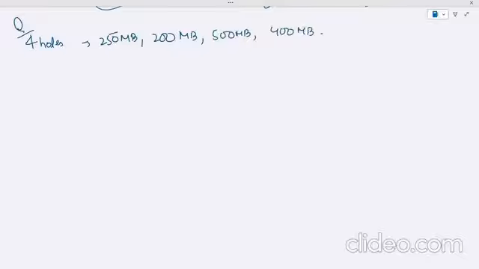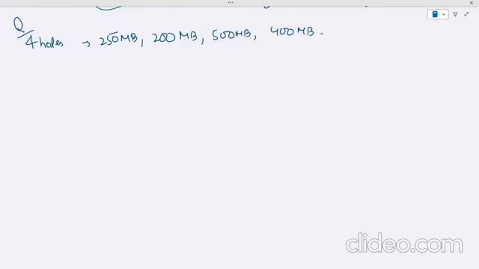So consider variable partitioning in a main memory where you have 4 holes. Holes means empty space where you can put your process. So we have 4 holes of 250 MB, 200 MB, 500 MB, and 400 MB.